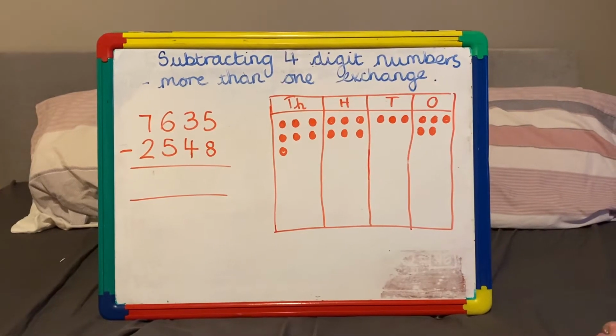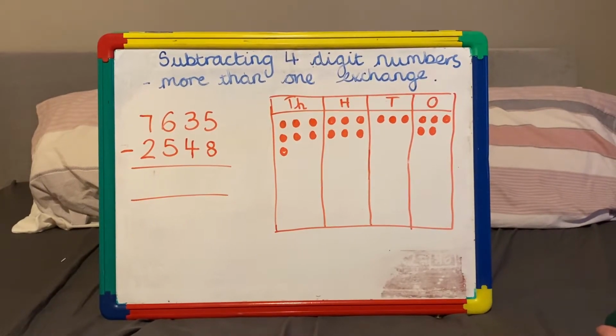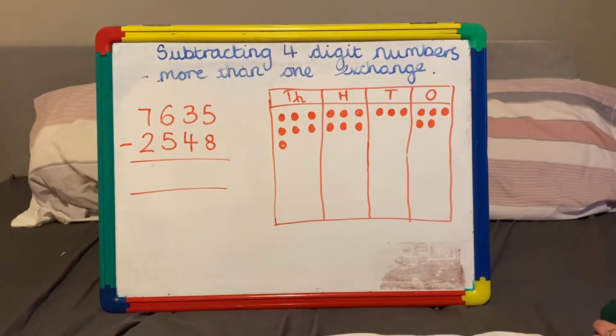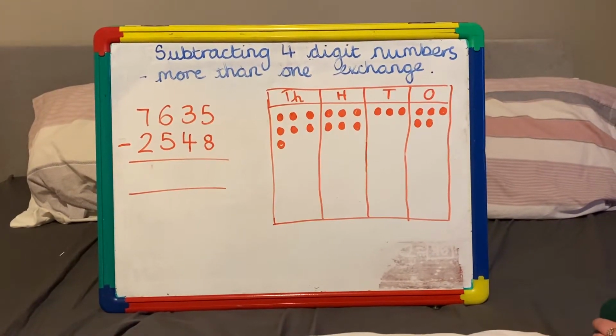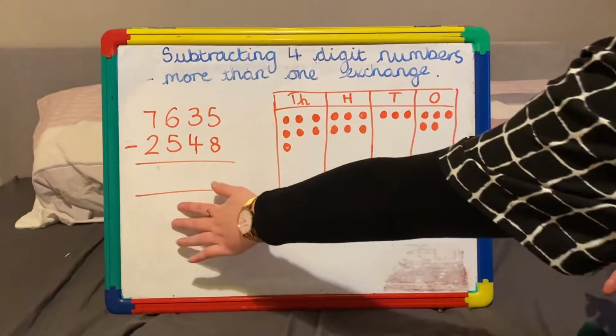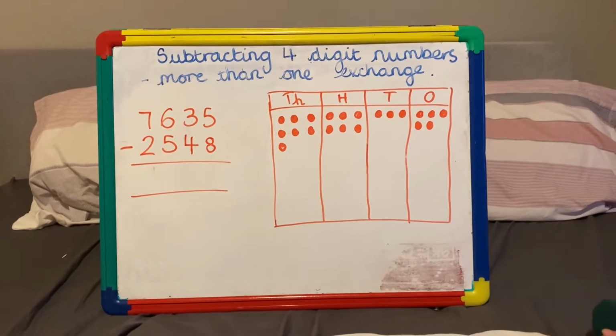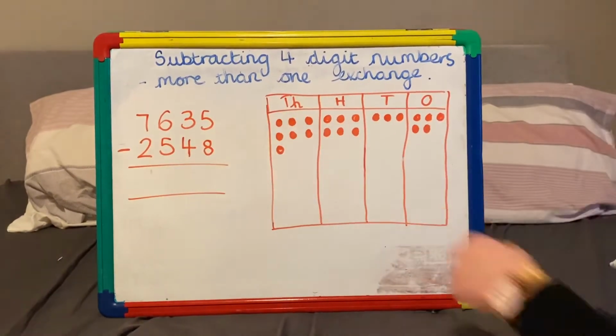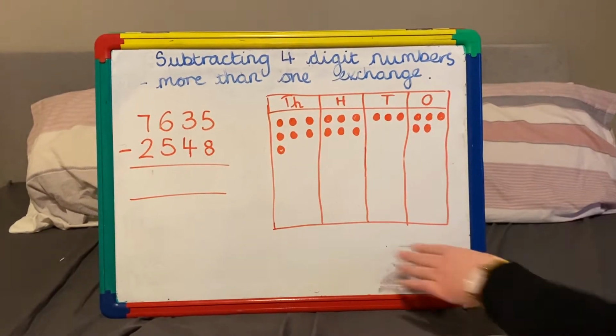Okay, today's lesson is subtracting 4-digit numbers with more than one exchange. So I have my question on the board. We are going to work it out using the place value chart and then in the column method, just like we've been doing in our other lessons.